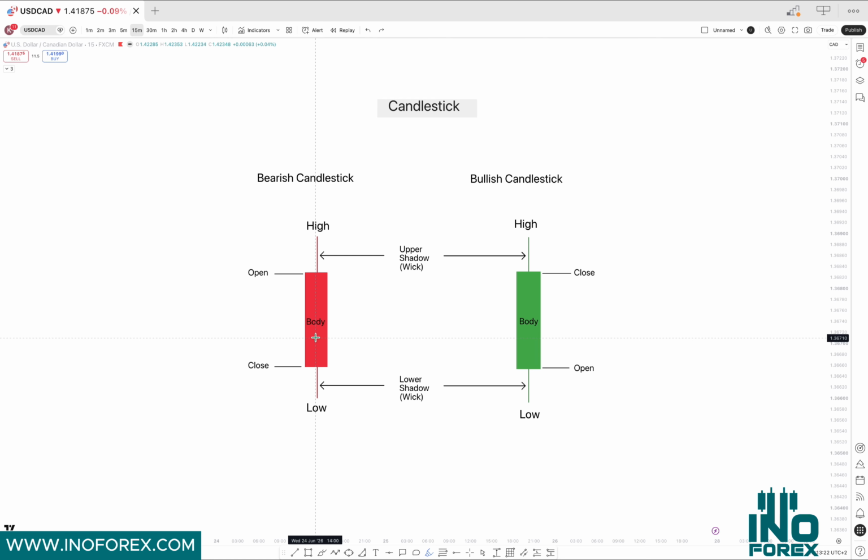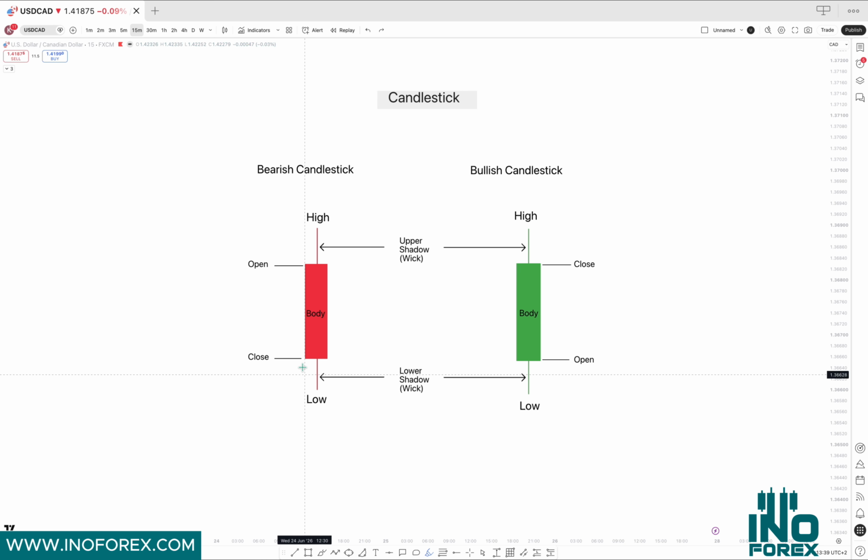The candlestick has two main parts. It has a body, this is the body of the candlestick. And this line is the wick of the candlestick. We call it a wick or shadow.